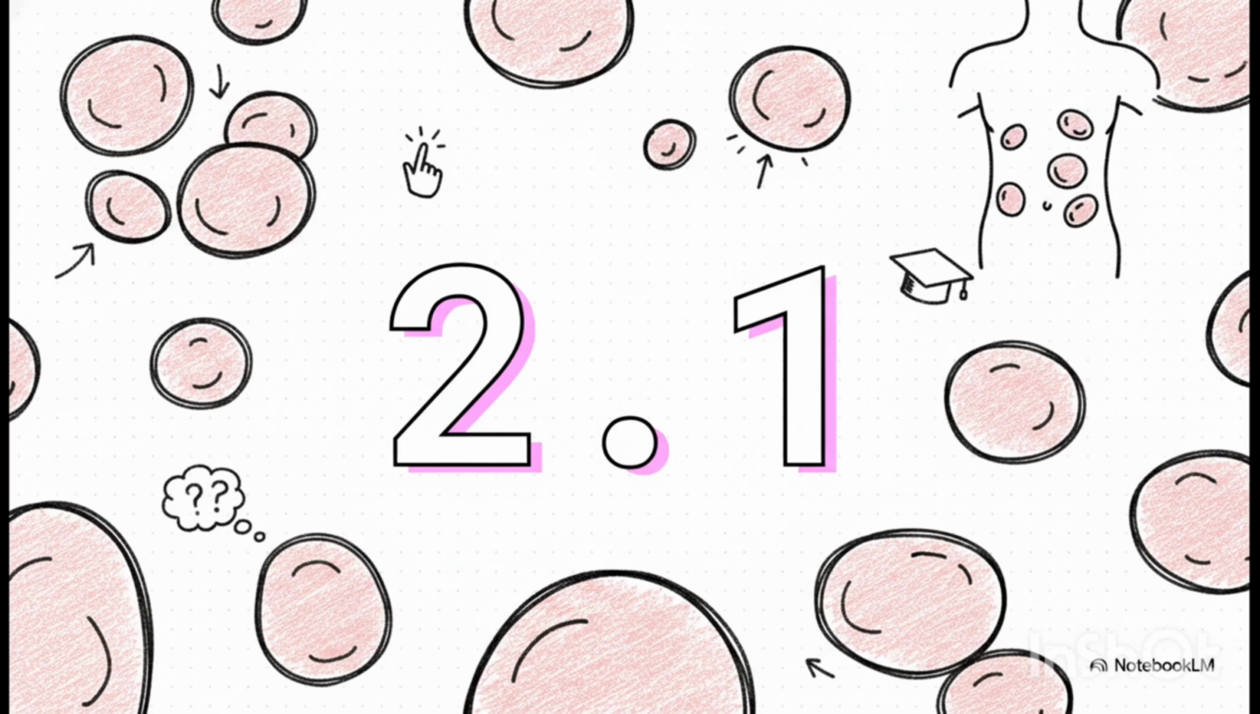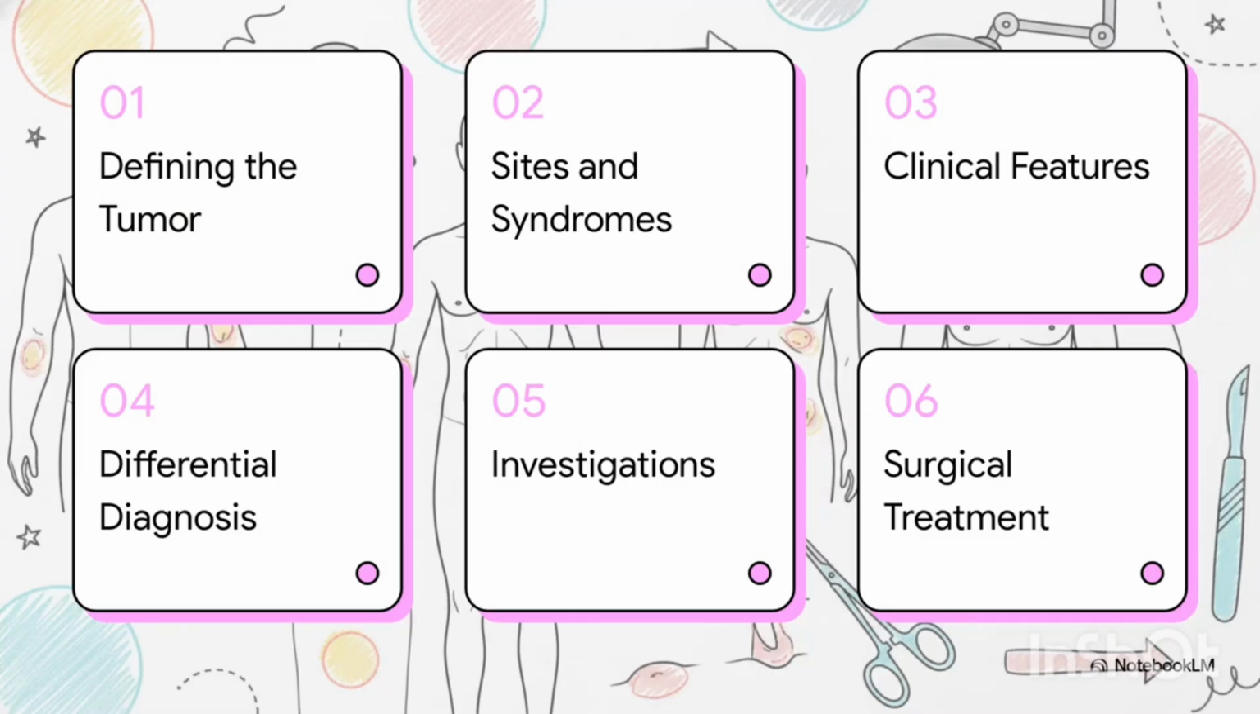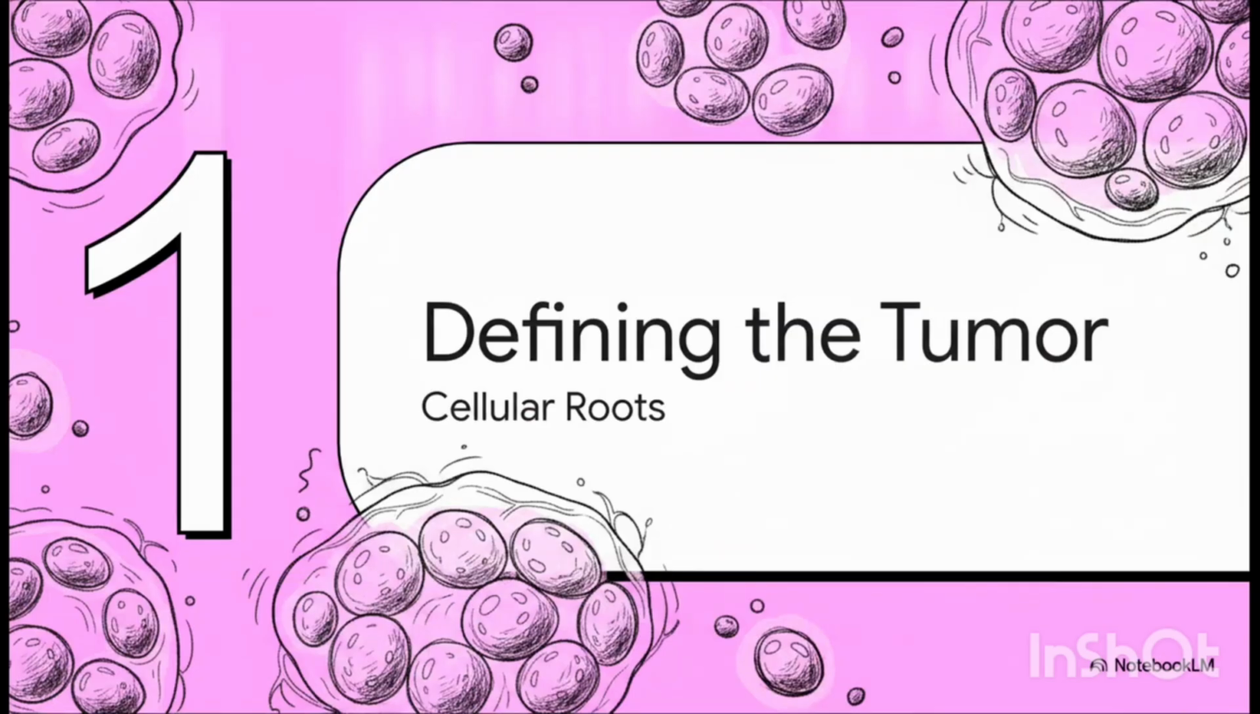everyday clinical practice. To make sure all this information actually sticks, we're going to follow a very logical clinical pathway today. We'll start by defining the ubiquitous tumor, move on to anatomical sites and syndromes, then cover clinical features, differential diagnoses, investigations, and complications, and finally, wrap up with surgical treatment. Okay, let's jump right into Section 1, defining the ubiquitous tumor.